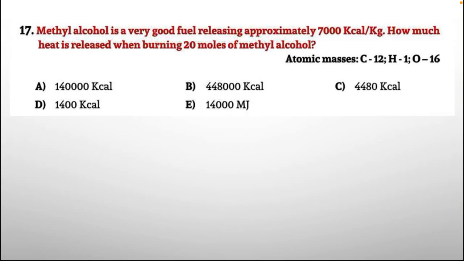Question number 17. Methyl alcohol is a very good fuel, releasing approximately 7,000 kilocalories per kg. How much heat is released when burning 20 moles of methyl alcohol? Atomic masses are given. Carbon 12, hydrogen 1, oxygen 16. Options are given below. From A to E, different kilocalories or megajoules are written.